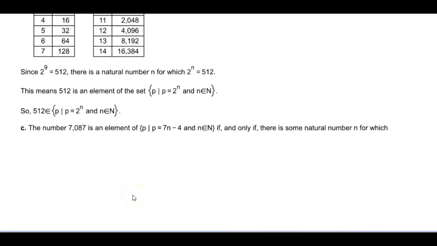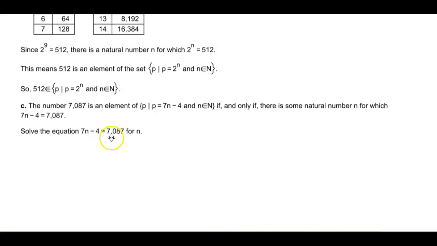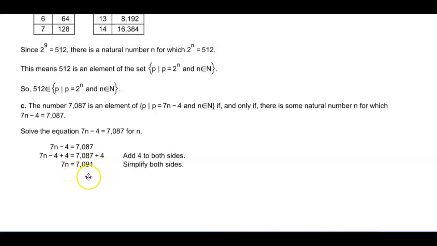Now let's take a look at part C. The number 7087 is an element of P such that P is equal to 7n minus 4, and n is a natural number, if and only if there is some natural number n for which 7n minus 4 is equal to 7087. So what we're going to do is set this equal to that number and then solve for n. So 7n minus 4 is equal to 7087, and then we're going to add 4 to both sides, and we get 7n, which is equal to 7091.